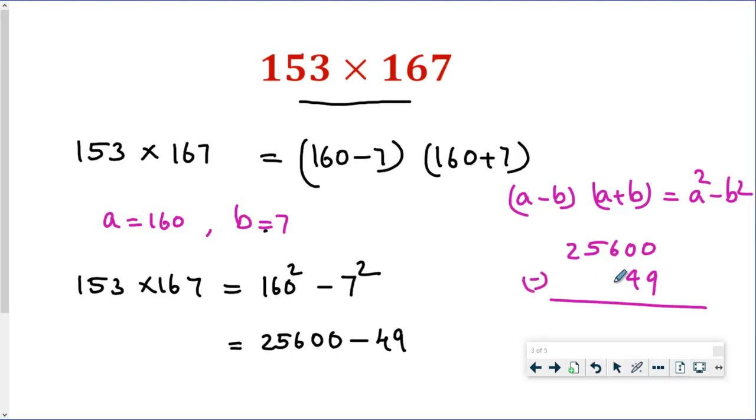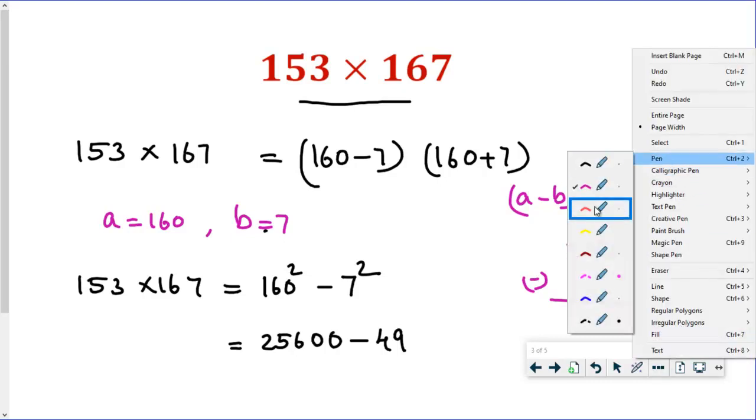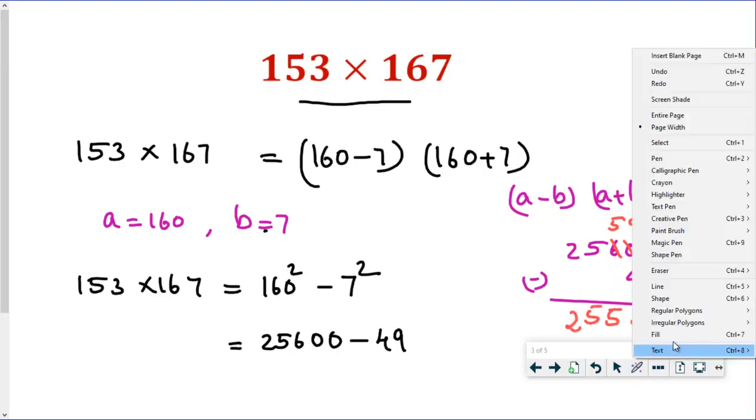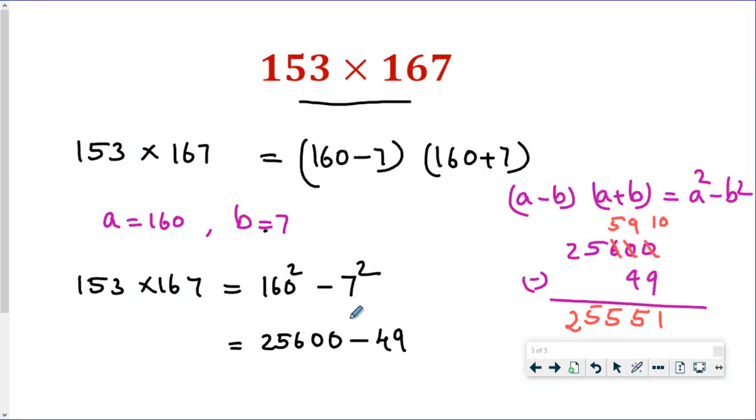For subtracting 49 from 25,600, first you have to do 0 minus 9. It is not possible, so we have to take one borrow from the neighboring number. That is, here you can take from 6. This is 5, 0 becomes 9 and this 0 becomes 10. So 10 minus 9 is equal to 1. 9 minus 4 is 5. Here 5, again 5 and 2. So our answer is 25,551.